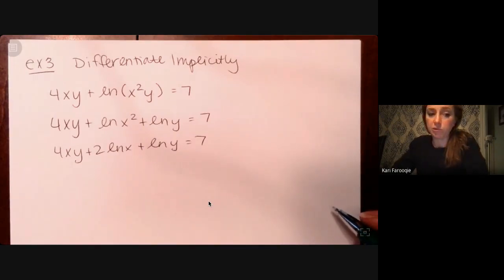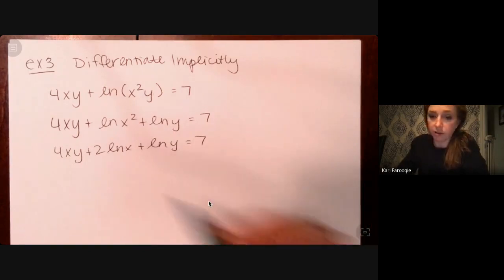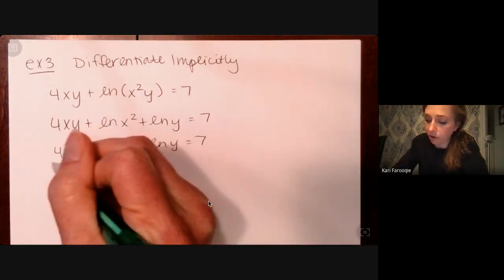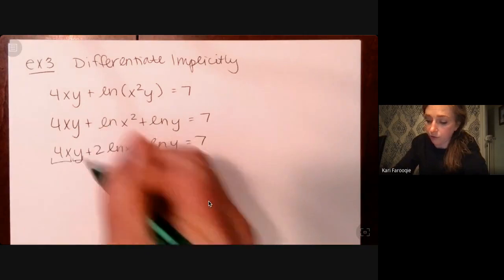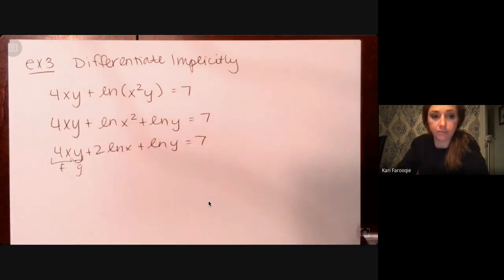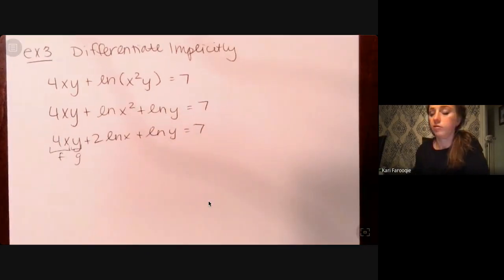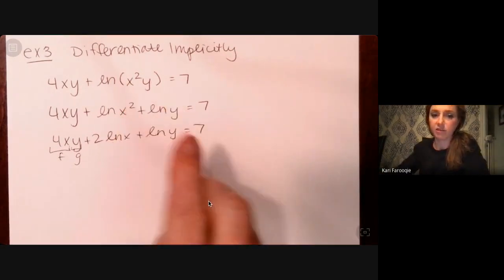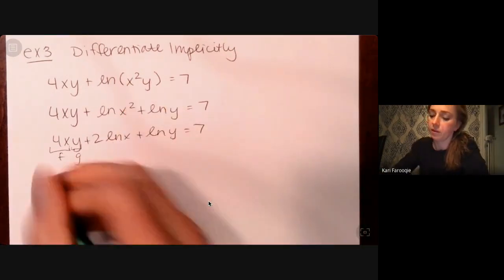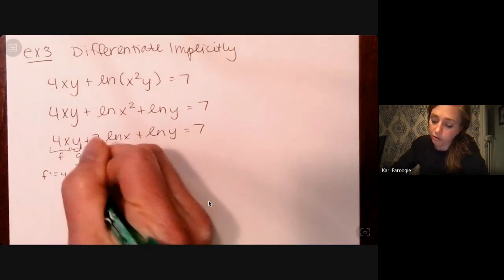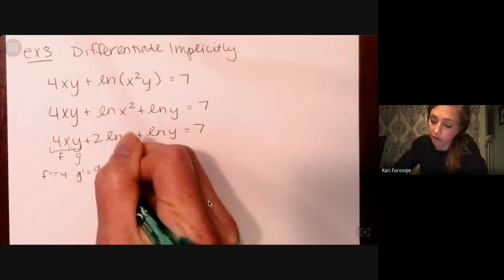Now, you're not going to be able to escape the product rule entirely because you still have this product here in your first term with f and g. But at least you won't have to worry about having a product inside your logarithm. So f prime will be 4, g prime will be dy dx.